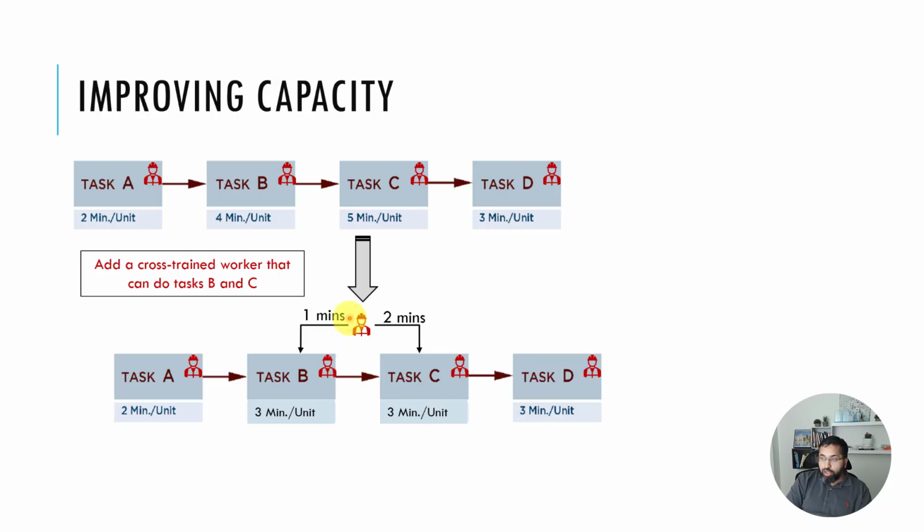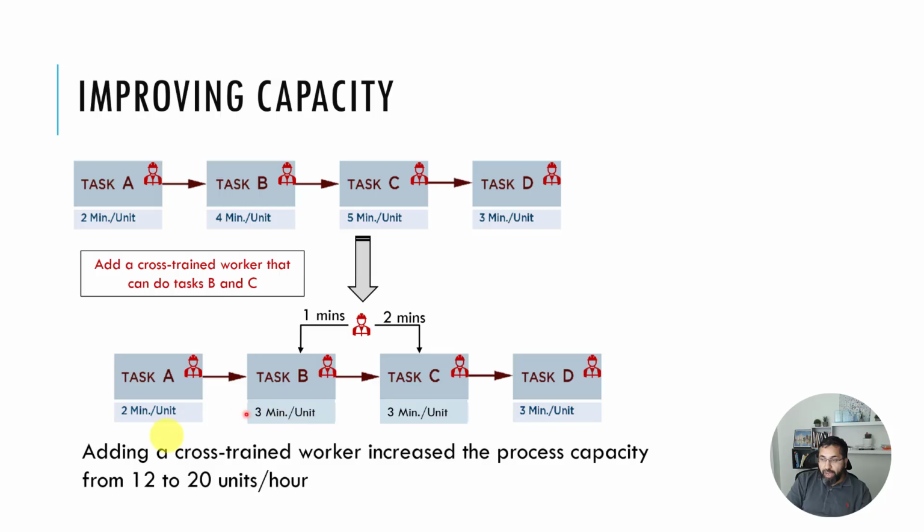Okay. So if this new worker splits its time in a 2 to 1 ratio, then what is the new bottleneck? Well, now you have three bottlenecks. B, C, and D are all bottlenecks, and they all have the same cycle time of 3 units. So the capacity of the task is the capacity of the bottleneck, which is 60 minutes per hour, divided by 3 minutes per unit, or 20 units per hour.